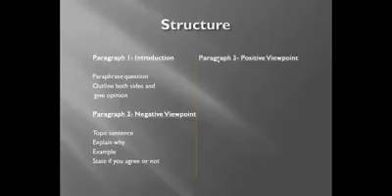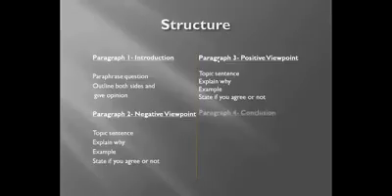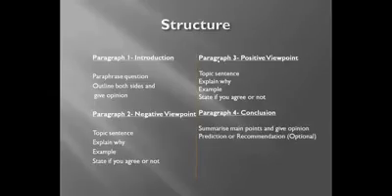So paragraph 3 will be the side that you do agree with, your positive viewpoint. So you'll state why people think this view. Again, it's not your personal view. You're going to explain why, and then you're going to give an example to support why people think this view. Then you are going to state that you agree with this. Finally, you're going to write your conclusion. Your conclusion is to summarize the main points and give your opinion. Then it's optional. If you don't think that you're quite over 250 words, you can make a prediction or recommendation.